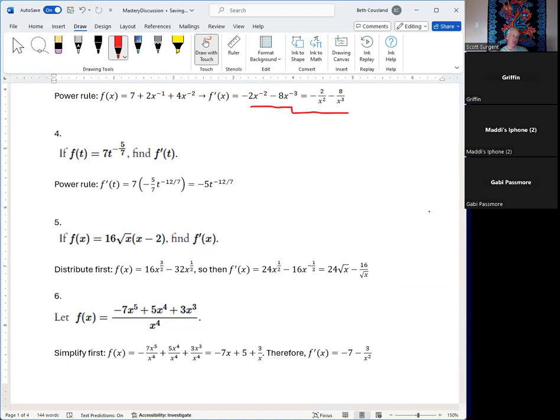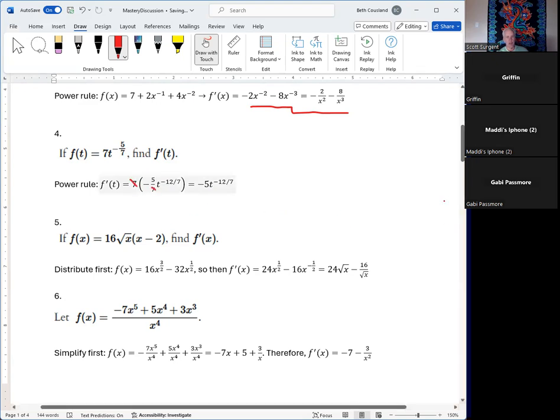Number 4, the function f of t is 7t to the negative 5/7. Again, power rule, just bring down the negative 5/7. Just be careful with your arithmetic, and then subtract 1. You just got to be careful with that. Negative 5/7, take away 1 is the same as taking away 7/7. So you get negative 12/7. And then I just wrote it like that, so I left it alone. Notice the 7s cancel, so that's nice.